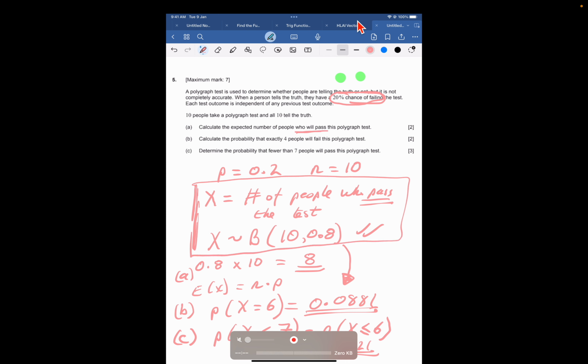So maybe you just read down the question and you think, well, part A talks about people passing, part B talks about people failing, part C talks about people passing. So look, 2 out of 3 is about people passing. So in fact, it's probably better to do exactly what we did and have P equals 0.8, the probability of passing. You can flip it the other way and rethink it about the number of people failing, but with part A and part C being about people passing, it makes more sense to have P equals 0.8, let X equal the number of people who pass the test.